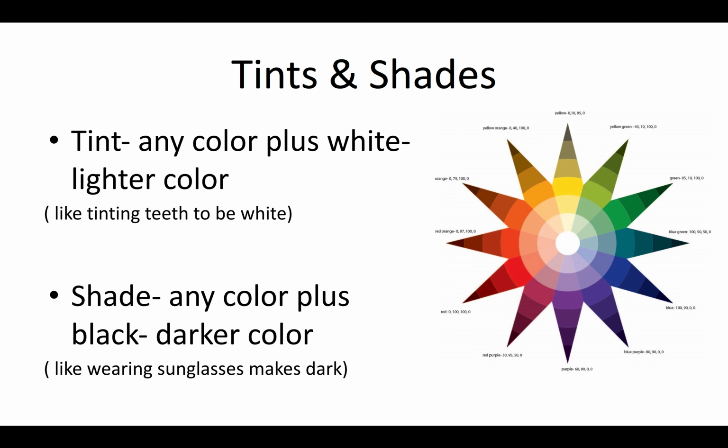So tints and shades. Tints are any one color plus white. So it makes a lighter color. A way to remember a tint is like tinting your teeth to be white. So you add white to a color and it makes a lighter color. A shade is any color plus black or a darker color. So this makes a darker color than what you had before. A way to remember shades is if you're wearing sunglasses, it makes the world around you darker.